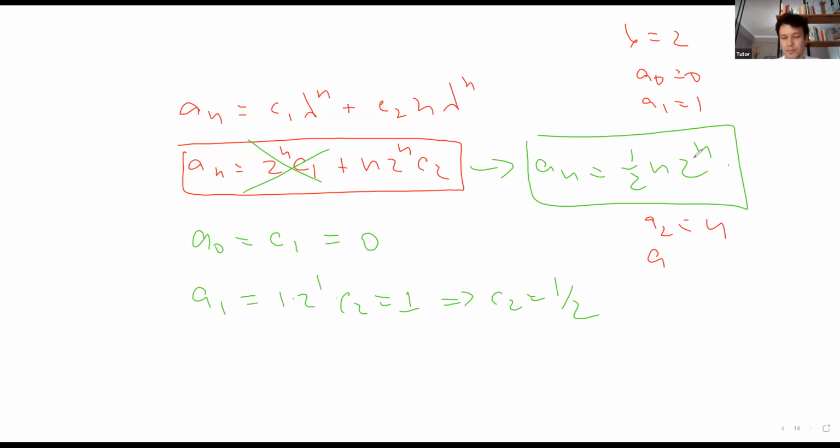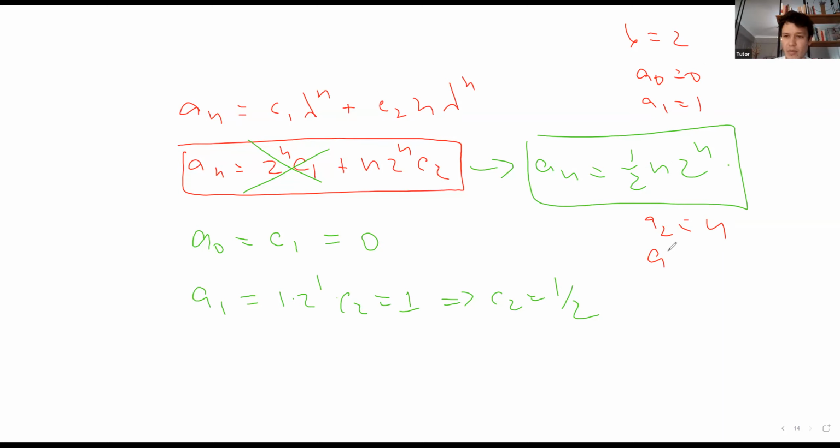And now, do I have a mistake in here? Maybe I do have a mistake. So n equals 1, I'm going to get 1, 2 to the 1, C2. So this is equal to 1. So C2 is going to be equal to 1/2. Yeah, I think it looks fine.